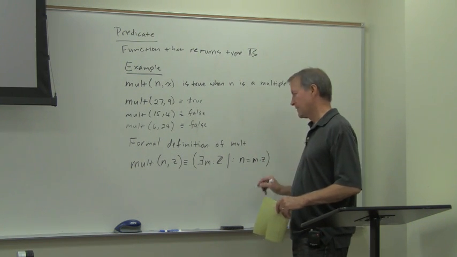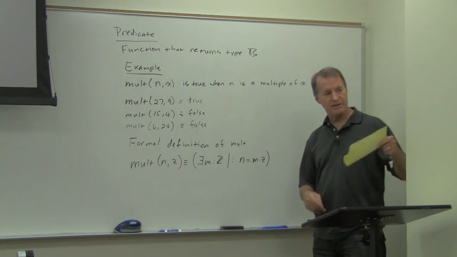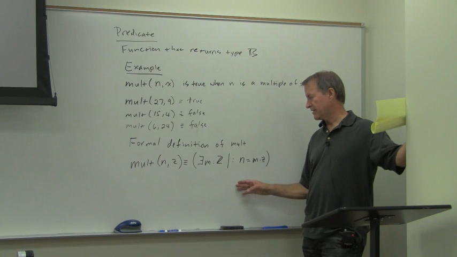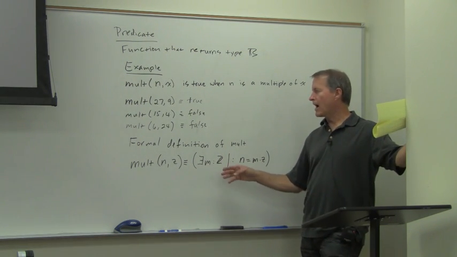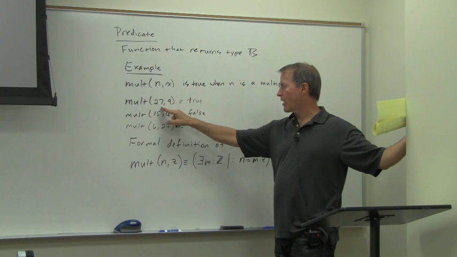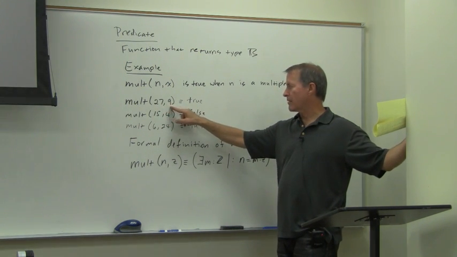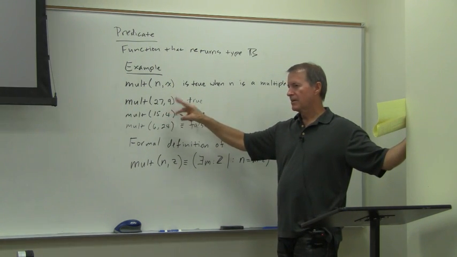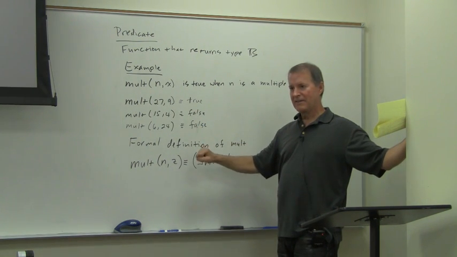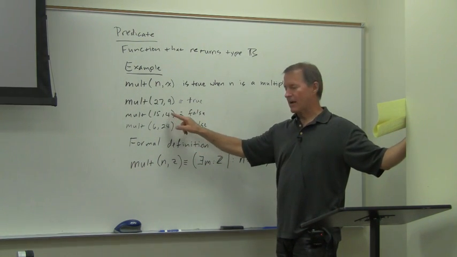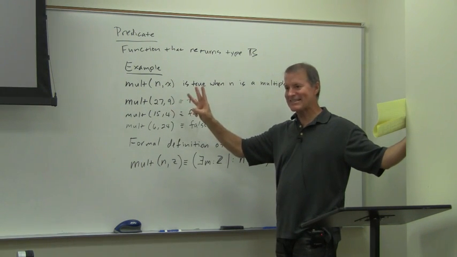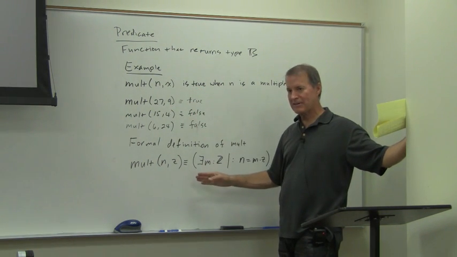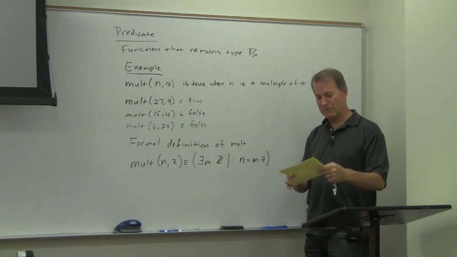This is really important that you understand how this works. Why is 27 a multiple of 9? Because what exists? Because 3 exists. Are you with me? That's why 27 is a multiple of 9, because 3 exists. That's what multiple means, okay?